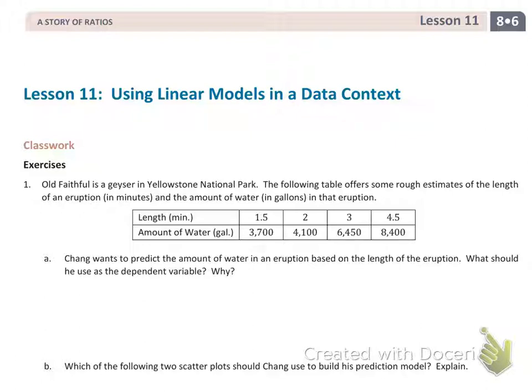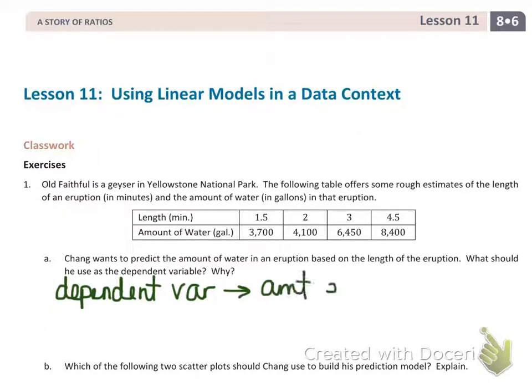Okay, so in the last lesson we saw that the dependent variable is the quantity that we are predicting. So in this case, the dependent variable, because it's the quantity that we're predicting, would be the amount of water, in gallons. Gallons of water is the dependent variable. Therefore, the independent would be the time.